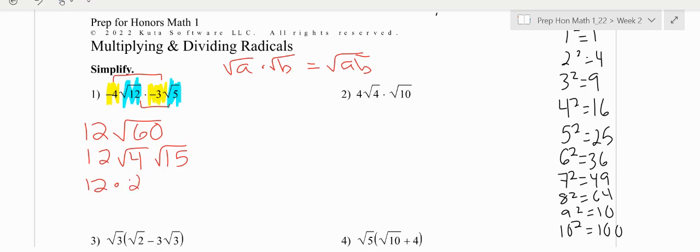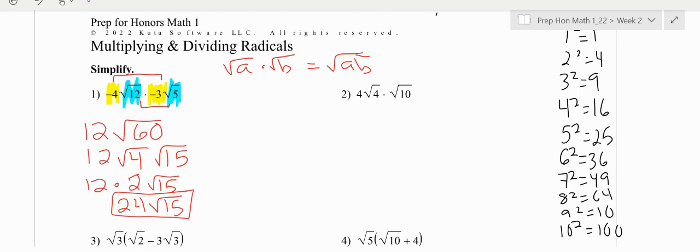Square root of 4 is 2. And then whatever's outside the radical is going to multiply each other. So that 12 and that 2 are going to be multiplied. And our answer is going to be 24 radical 15. And that would be our final answer.